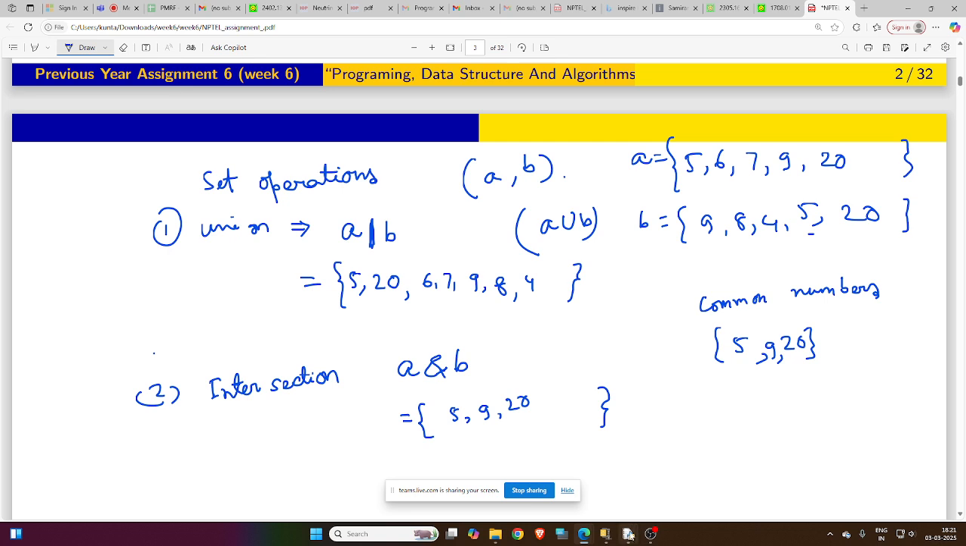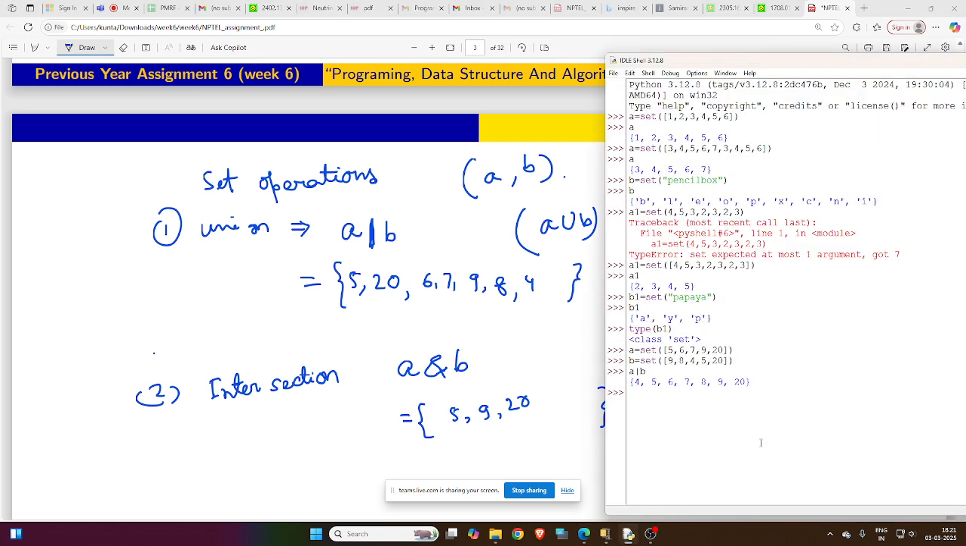Let's check that one with the help of our ideal interpreter, A and B. So you can see 9, 20 and 5. As I already told, the order does not matter here for a set in Python. So obviously it will give a different set, I mean different order.